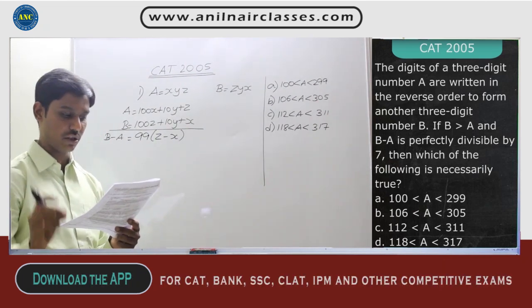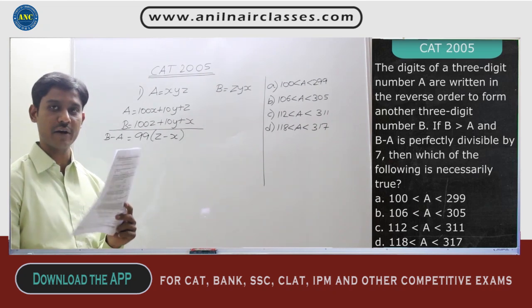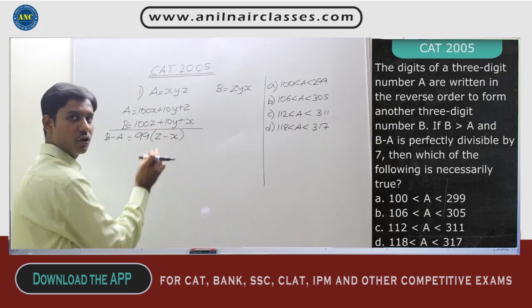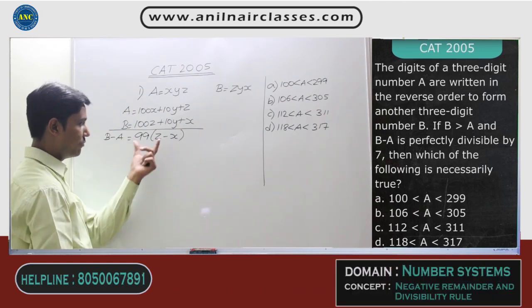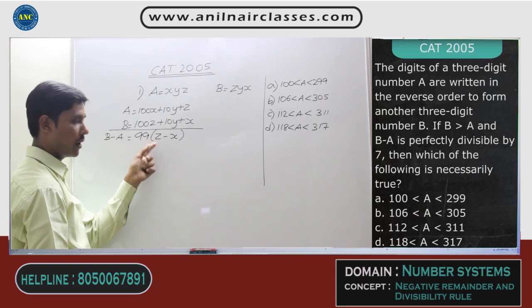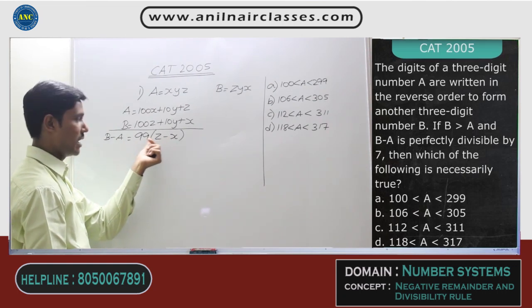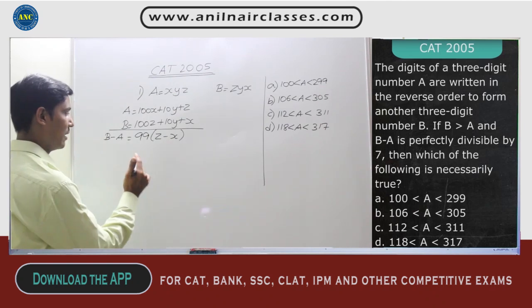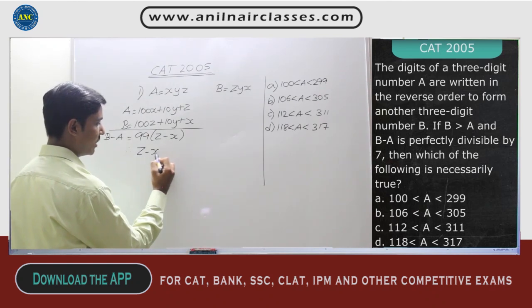But the question also says B minus A is perfectly divisible by 7. So this value has to be perfectly divisible by 7: either this should be divisible by 7 or this should be divisible by 7. But 99 is not divisible by 7. Therefore, z minus x should be divisible by 7.